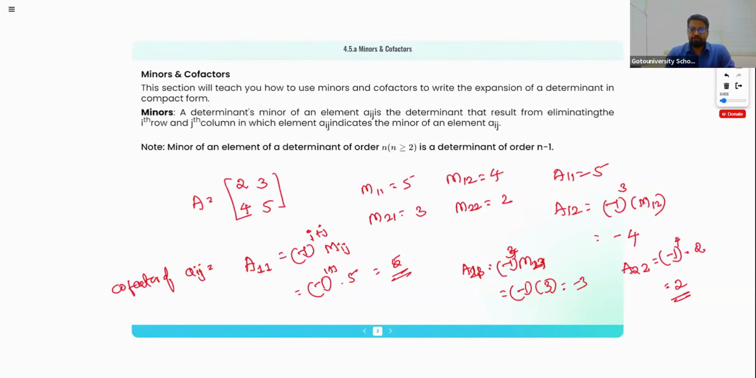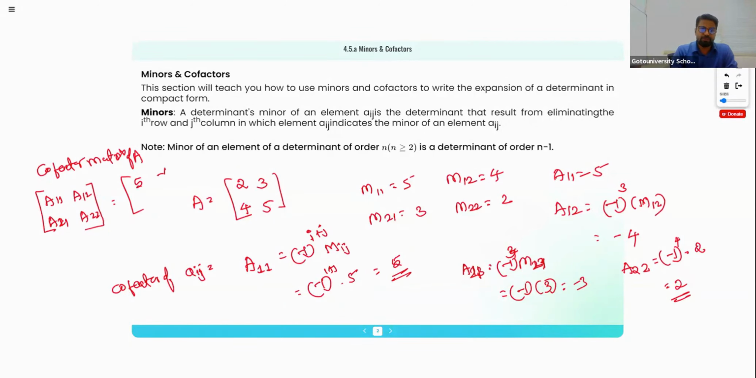Suppose if you write all these cofactors in a matrix, that becomes the cofactor matrix. What is the cofactor matrix of our given matrix? The cofactor matrix of the given matrix A is given by these values: A11, A12, A21, A22. So what is A11? What I've got is 5. A12, what I've got is minus 4. A21, what I got is minus 3. And A22, what I got is plus 2. So this is the cofactor matrix of the given matrix. If you want element-wise cofactors, we can write individually. But if they ask for a cofactor matrix, these elements are replaced by their cofactors.